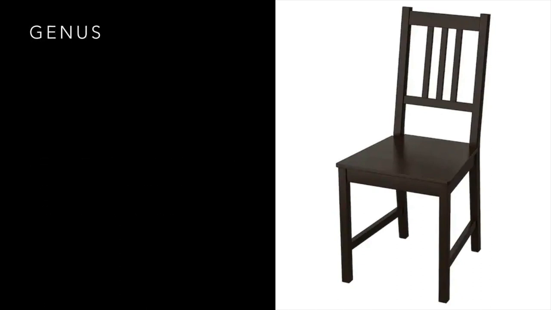Okay, so let's try this with genus then. What's the genus of chair? Well, it's not chair. Chair is the form we're looking for. Chair is the name of this thing. And it's not dining room chair either. That's a more specific kind of chair than chair in general, but chairs in general have in common, right? So to what kind does the chair belong? Well, it belongs to furniture. It's a kind of furniture.